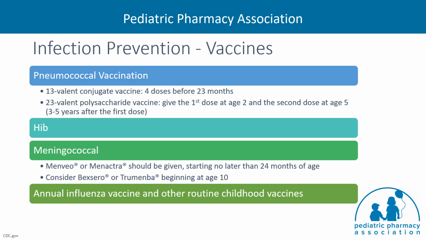You have your Hib and your meningococcal vaccine. So Hib will be standard to what we would do for other pediatric patients. And then for meningococcal, we can give Menveo or Menactra starting no later than 24 months of age. And we can consider Bexsero or Trumenba beginning at the age of 10. And of course, other annual vaccines like the flu vaccine and routine childhood vaccines are important.